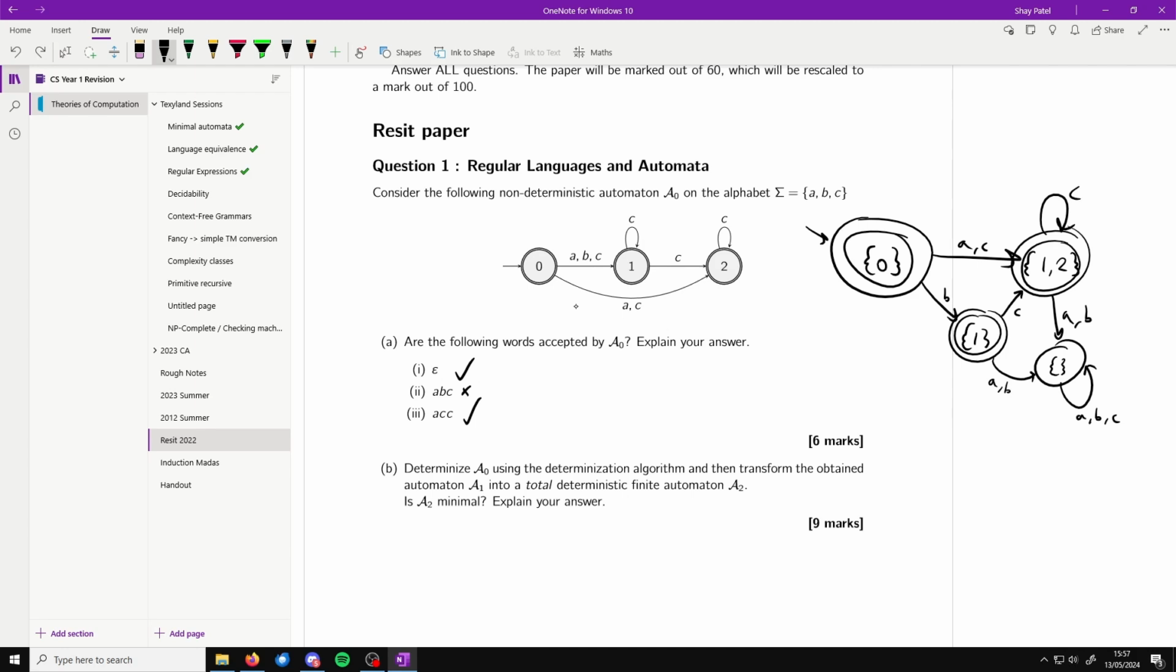Does a minimal DFA have a reject state? It does, yeah. So a minimal DFA is a total DFA. Is this minimal? A, B, C. I don't think this is minimal.